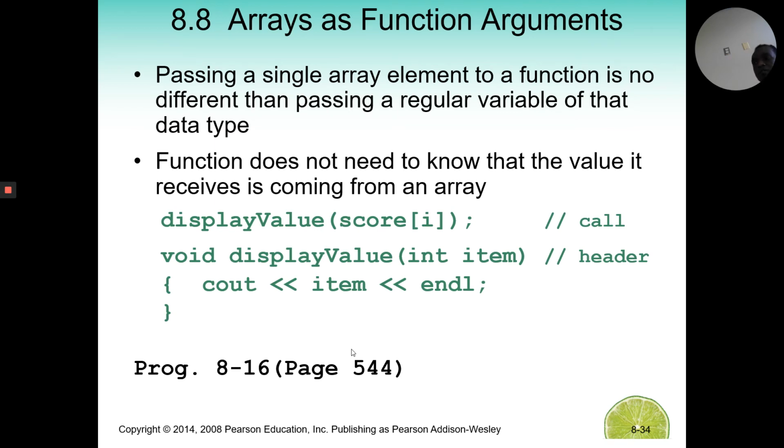Passing a single array element to a function is no different than passing a regular variable of the data type. The function doesn't need to know that the value it receives is coming from an array. So you can say display value score i. You're doing a call here, and then void display value would be the function when you create it, and then this is when you call it.